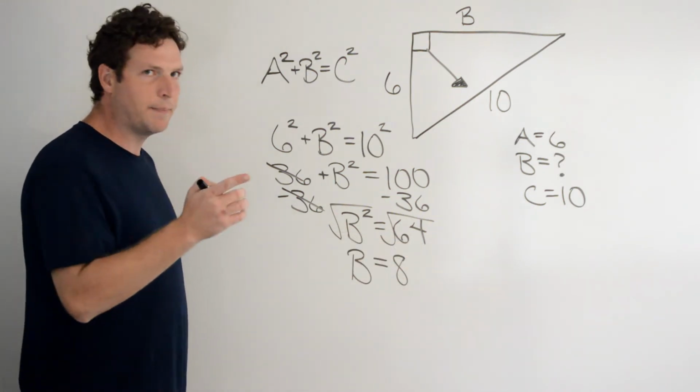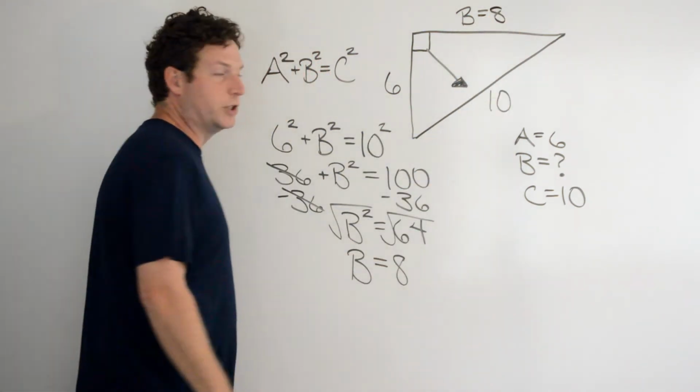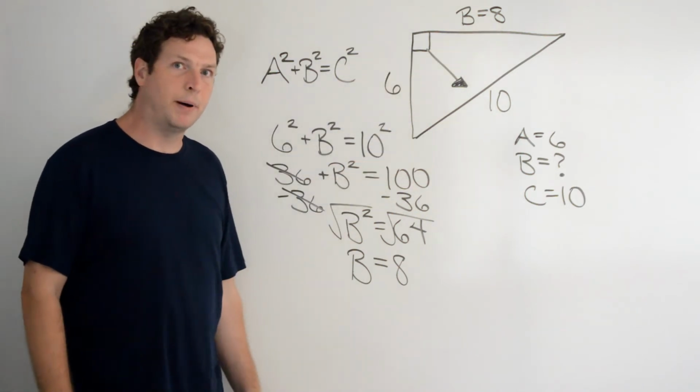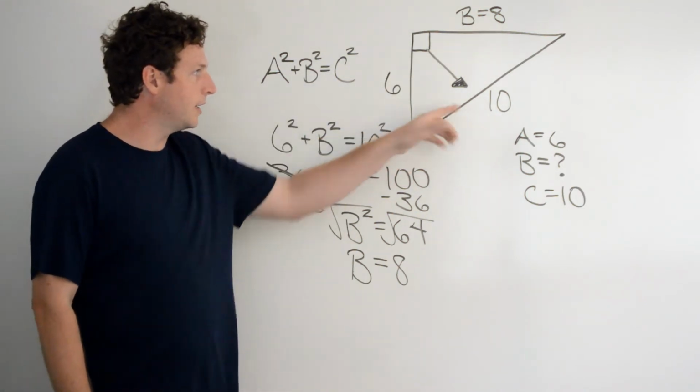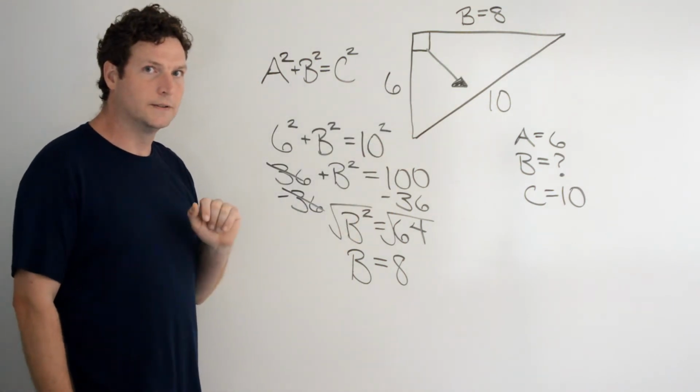And if we want to think about this, this checks out. B equals 8, which is correct. The legs are both shorter than the hypotenuse. Remember, the hypotenuse is always the longest side of a right triangle.